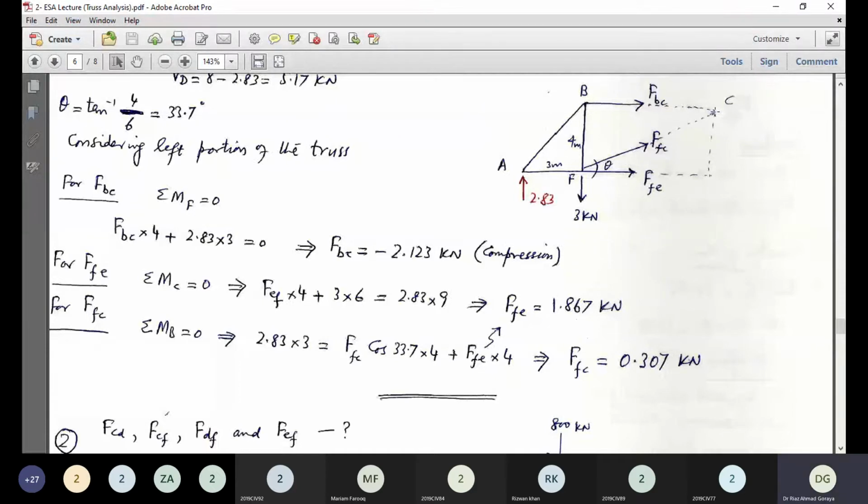Yes, for the inclined member, you have the choice whether you proceed through sigma Fy equals 0 or through the moment center. That is your choice. And both are, I think, equally good.